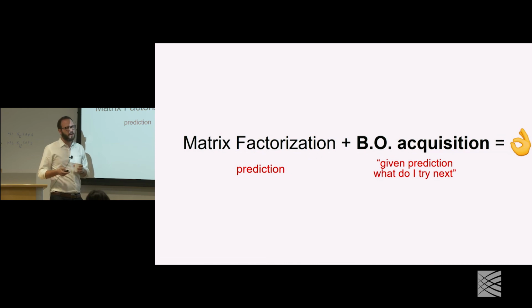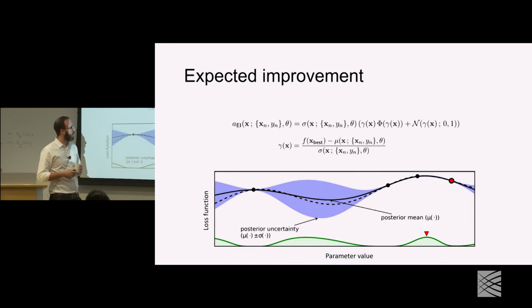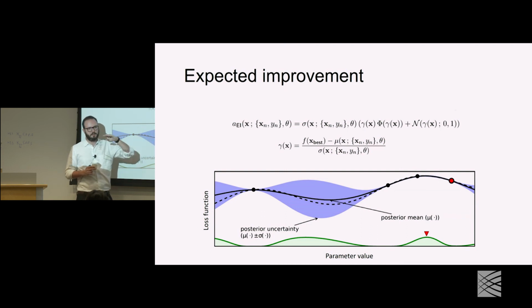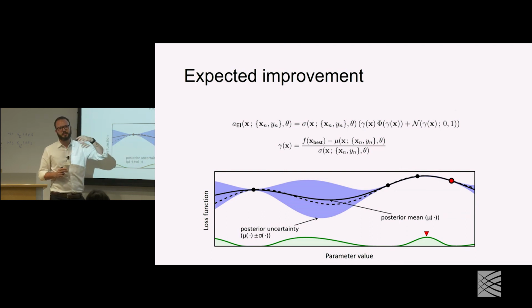The next step is to combine it with the acquisition function. I'm not going to say much about this, just that the acquisition function we use is expected improvement. It takes in the predicted performance and the uncertainty about this prediction, and tells you what to do next. It does so by computing the expected improvement over your current best.